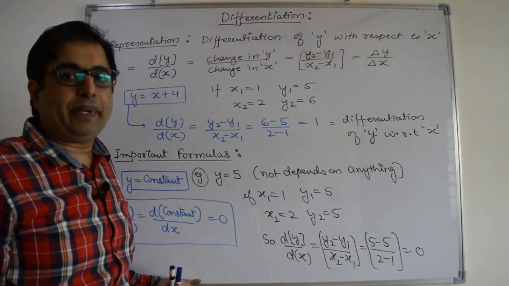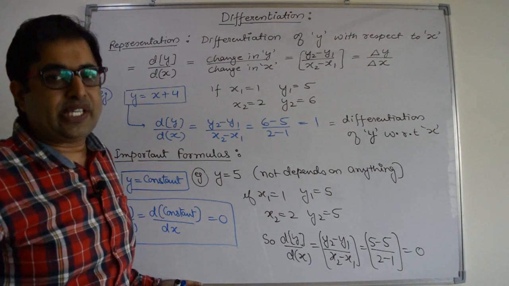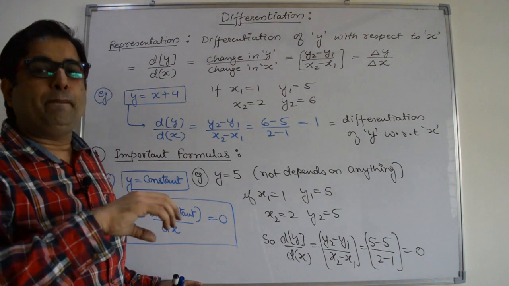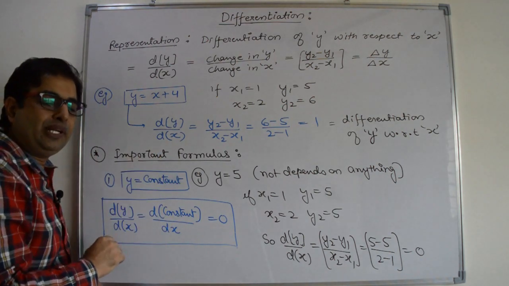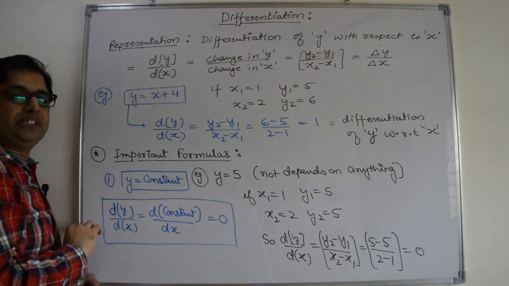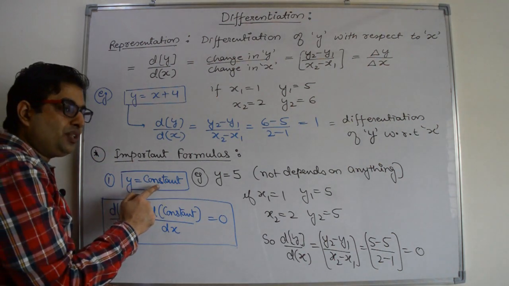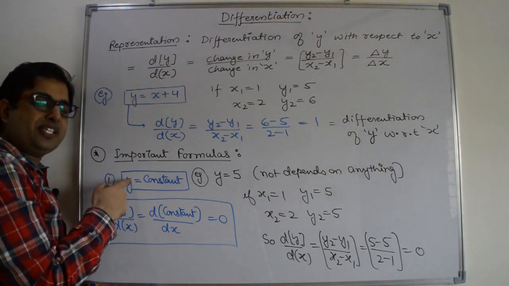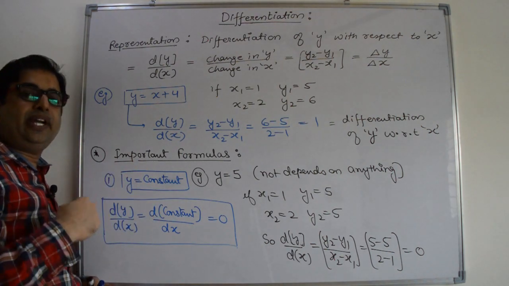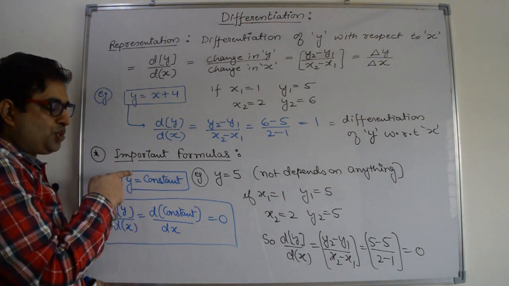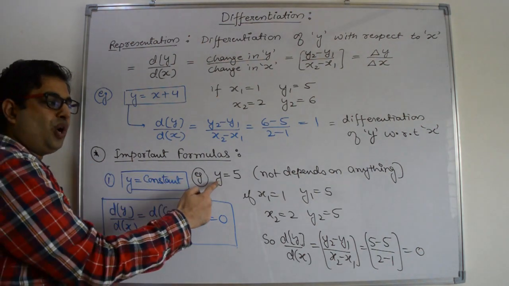Differentiation is a big topic if we see according to mathematics. But according to physics, we have to cover only important formulas, right? So let us see the different formulas related with differentiation. First formula, when y is constant. If y is constant, then y is independent of x and also independent of t. So y will not depend on any quantity. y is always a constant.